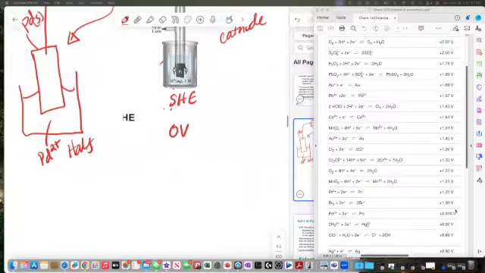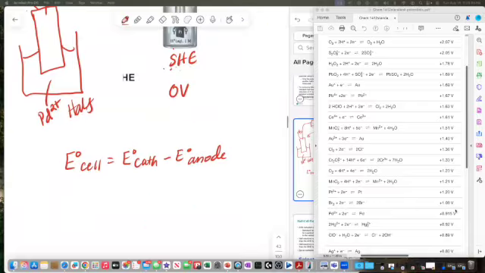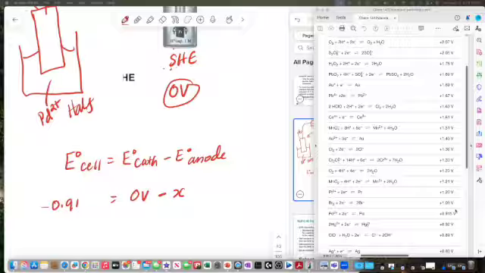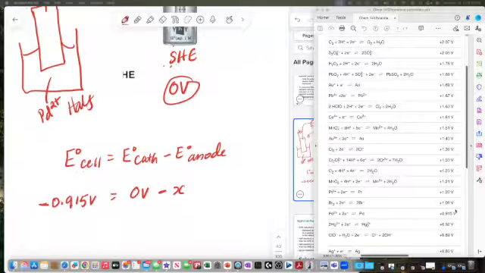We mentioned before that the standard potential of the cell is equal to the standard potential of the cathode minus that of the anode, right? We said the cathode is 0 volts. The anode, we don't know what this is. Let's call this X because we're solving for it. And the cell came out to be negative 0.915 volts. Okay? And so when we work this out, we end up with, this is 0 volts.